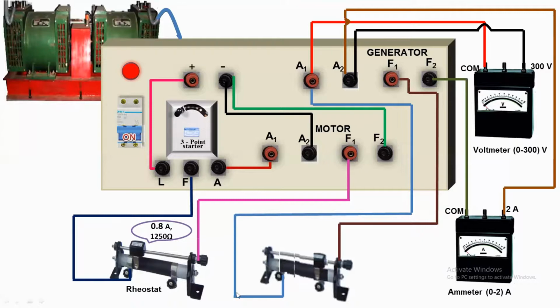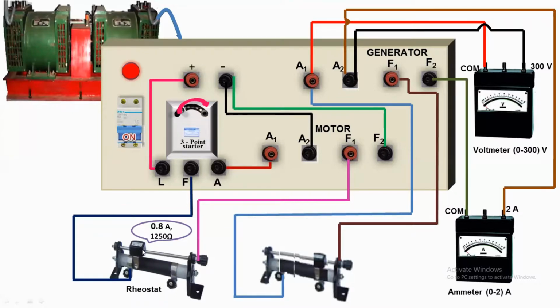Then start the motor by using this 3-point starter. Slowly start. Now the motor generator set is rotating. Then adjust this field rheostat of the motor, then check the generator set speed. Set the speed as 1500 RPM or rated speed. The rated speed of this set is 1500. So here I set 1500 RPM.